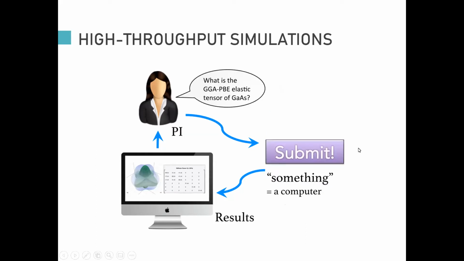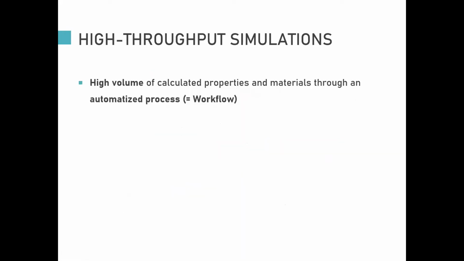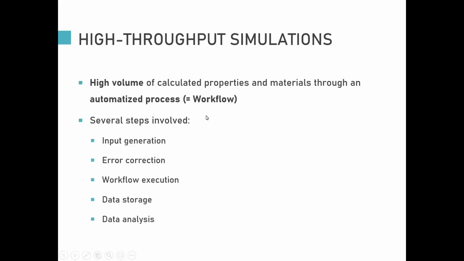The thing is, it would be easier, and it is easier, if you have a computer that automates this process. So basically, what are high throughput simulations? It's basically a high volume of calculated properties of materials through an automatized process. The automatized process is called the workflow. Of course, in such an automatized process, you have several steps involved. You have to generate the inputs, possibly correct some errors, execute the workflow, store the data, and analyze the data.